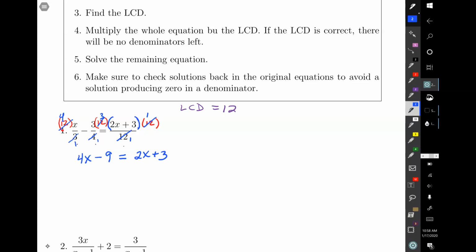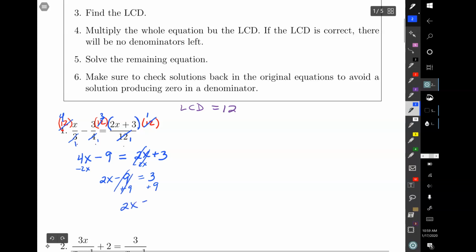So here we're going to now just solve like you normally would. I ended up with 4x minus 9 equals 2x plus 3. So I'm going to subtract 2x from both sides. Leaves me with 2x minus 9 equals 3. And then I'm going to add 9 to both sides. And the 9's cancel. And then I am left with 2x equals 12. Divide both sides by 2, and you get x equals 6.